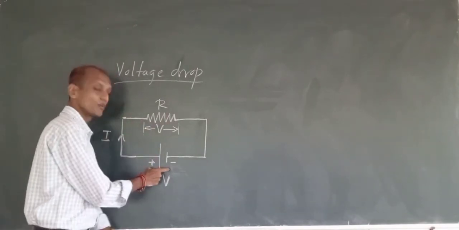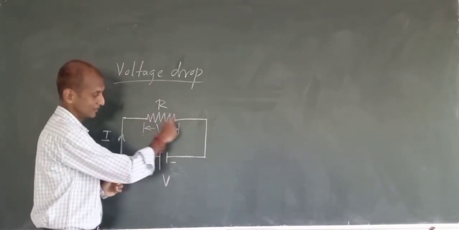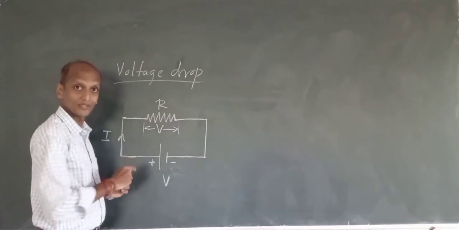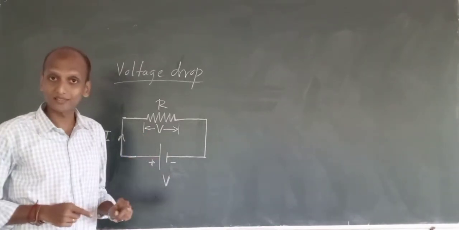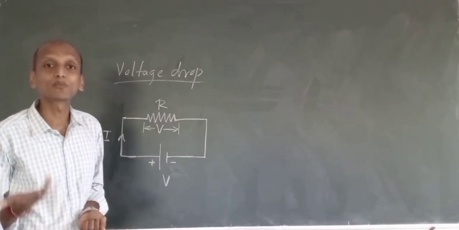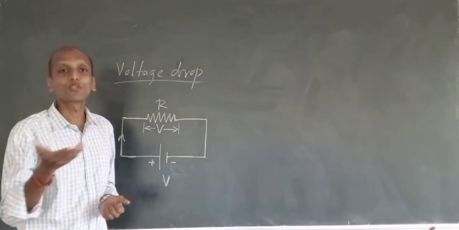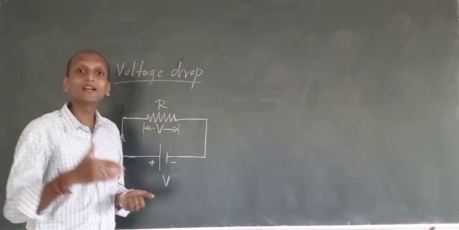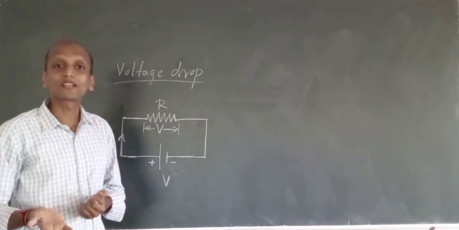We have a voltage source V, and this is called what? An electronic circuit, isn't it? Or an electrical circuit we can say. So what is an electrical circuit? An electrical circuit is nothing but a path, a closed path for electric current to flow.